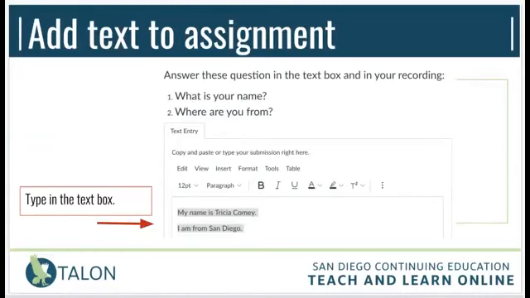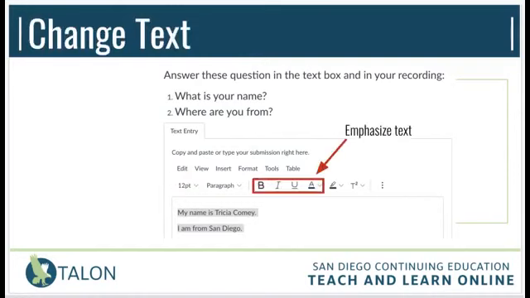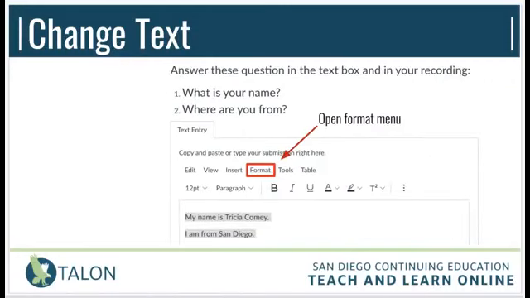Now I will show you how to add and change text in an assignment. You can change the font size. You can emphasize the text and change the color. You will also find these options in the Format menu in the menu bar. Let's take a look at this on Canvas.